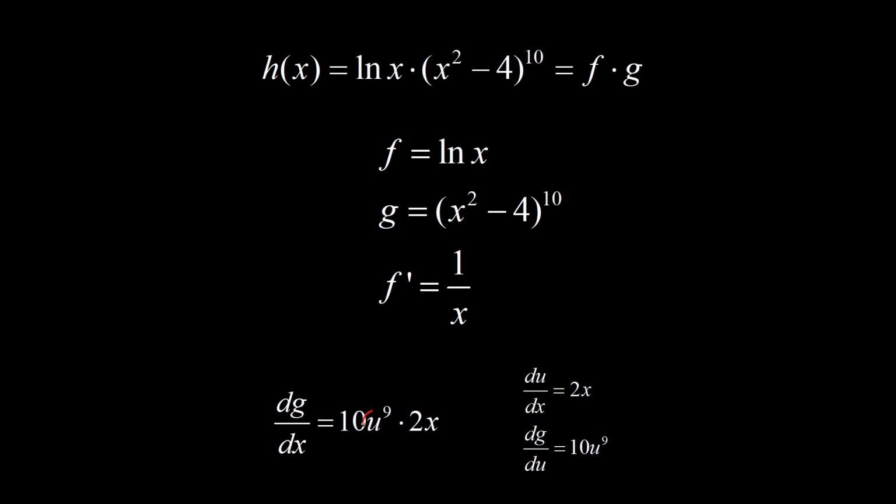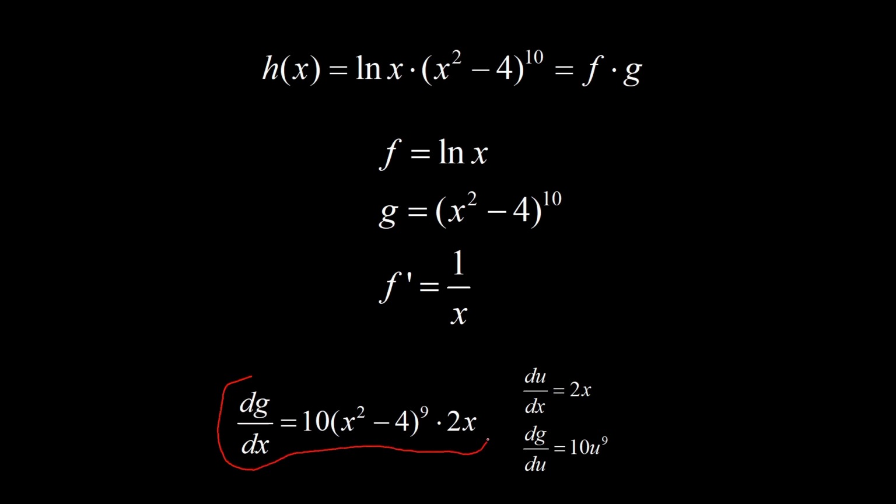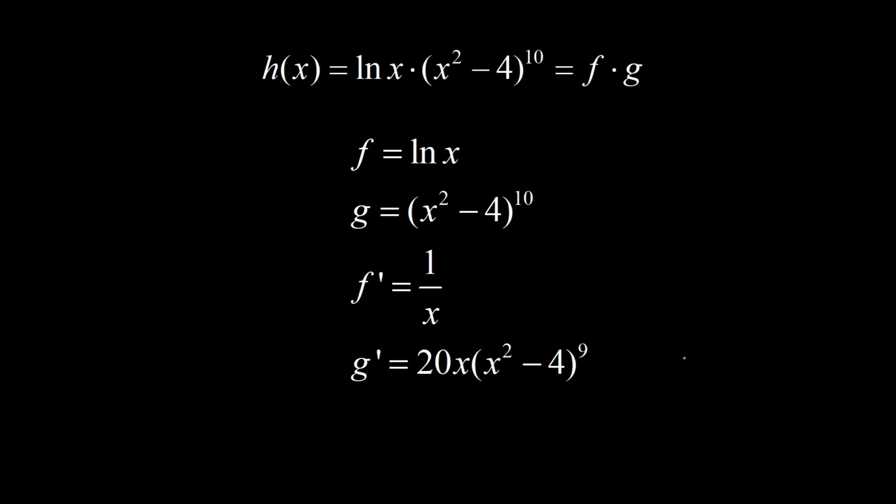And then finally, we substitute back in what u is. Remember, we called u x squared minus 4. And so we plug that back in for u. And here is our derivative. Now I'm going to clean this up a little bit because 10 times 2 is 20. And so for g prime, we have our chain rule derivative.